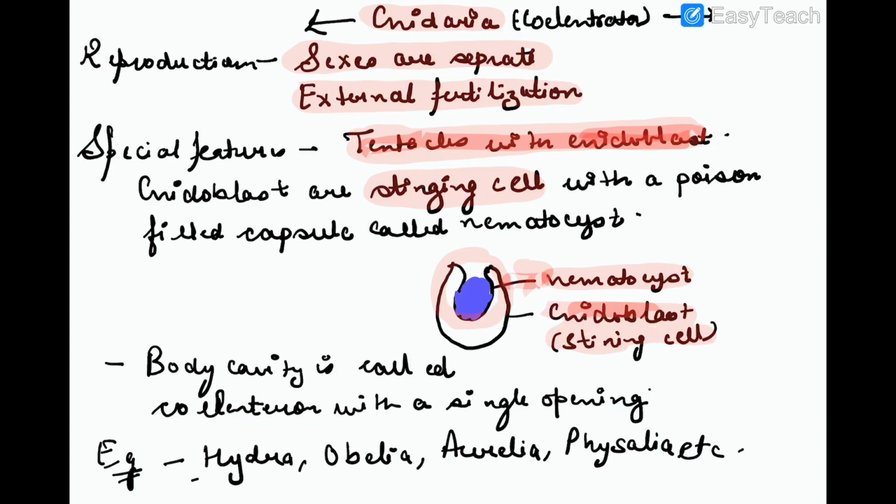The body cavity is known as coelenteron, which has a single opening for mouth and anus. Examples of Cnidaria are Hydra, Obelia, Aurelia, Physalia, etc.